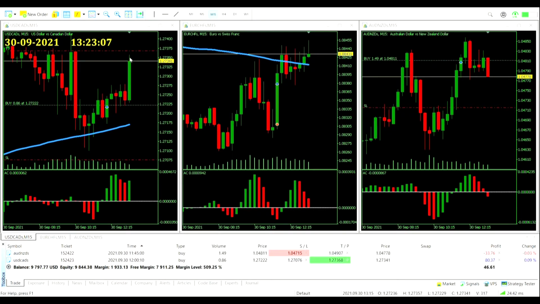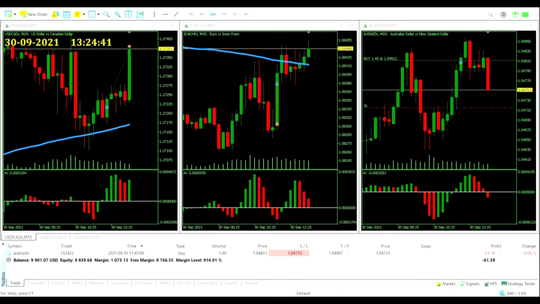Big run up here on the US dollar, Canadian dollar. Just pulled back from the high a touch, but you can see big buying strength come in. If we can get another push, should get the profit there. There we go, tags our line, and does take the profit there. Fantastic stuff. Bit of good fortune with a strong run up here.